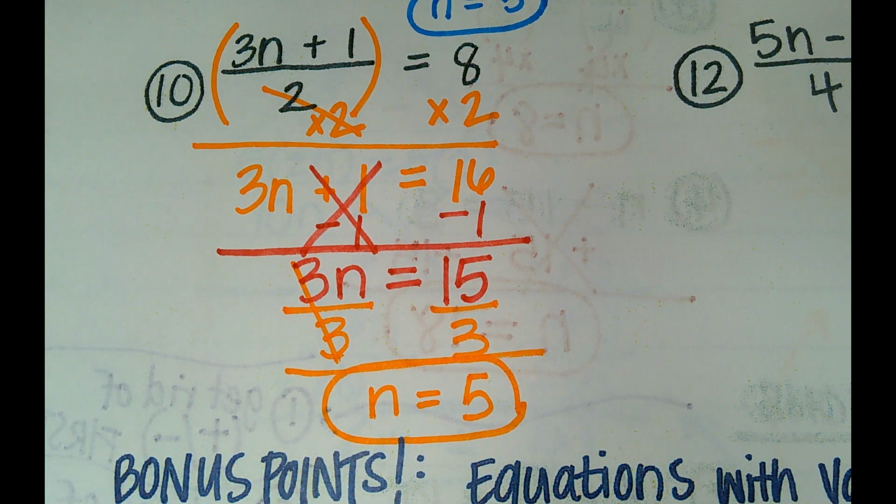15 divided by 3 is 5. Yes. Perfect. n equals 5.